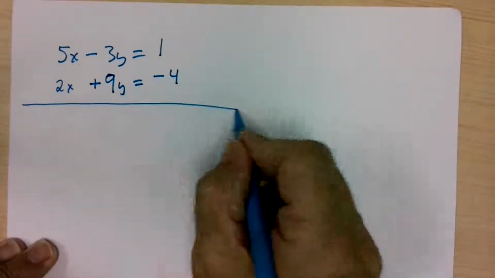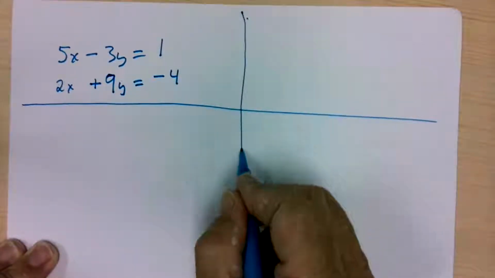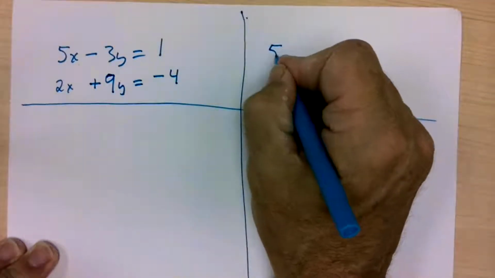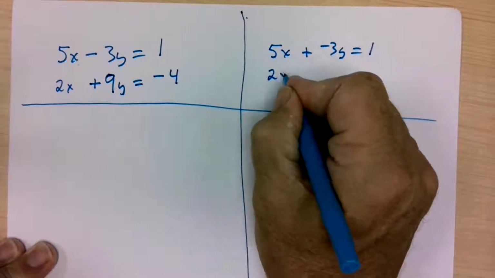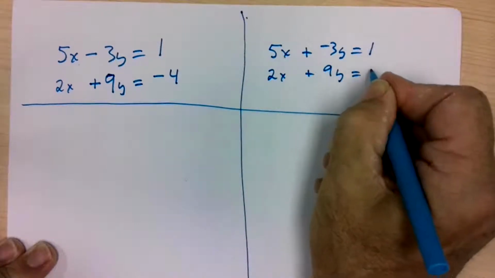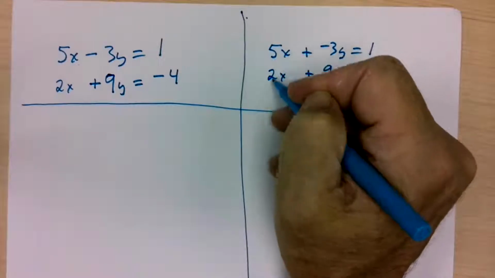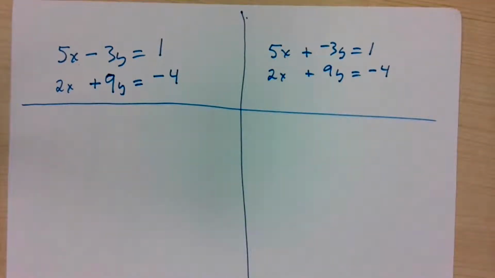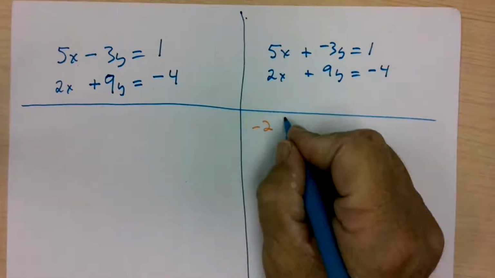Again, I'm going to subdivide my page in half, eliminate the x's on one side, eliminate the y's on the other. So we're going to rewrite this as 5x plus -3y equals 1, and 2x plus 9y equals -4. If I want to eliminate the x's, I ask myself 5 and 2, what is the least common multiple? Least common multiple of 5 and 2 is 10. Make them both 10. Make one positive, make one negative. So I'll multiply the first equation maybe by -2. If I do that, that 5x will become -10x.